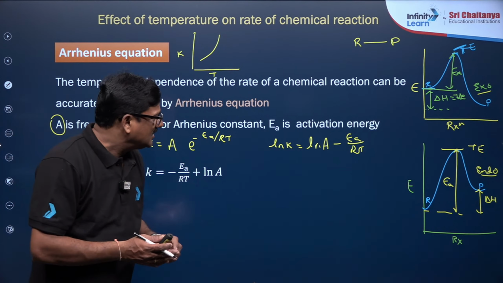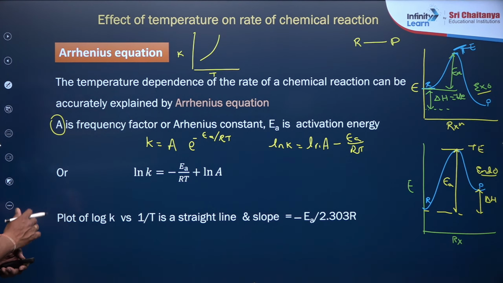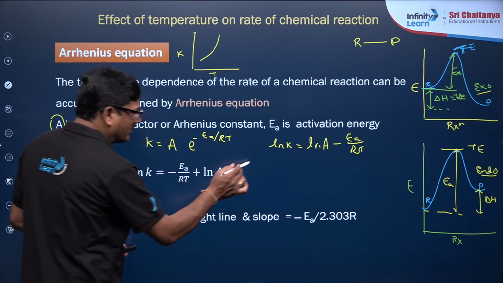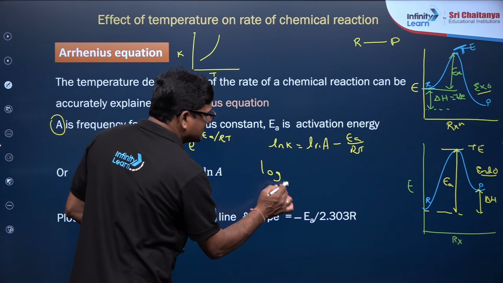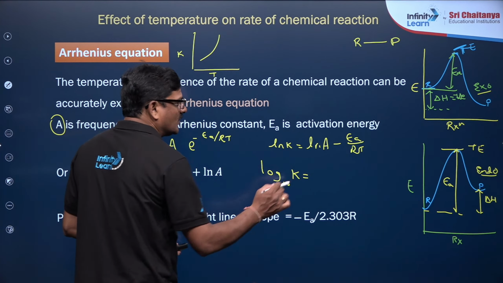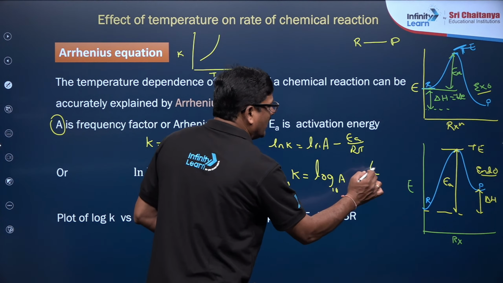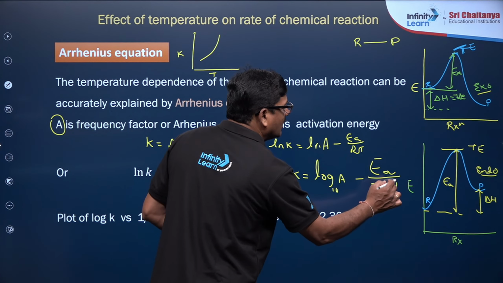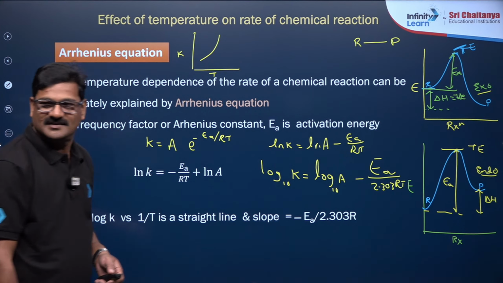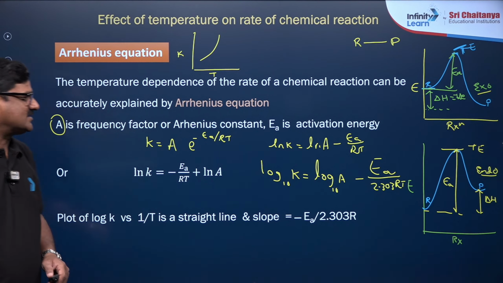Now you can also see it better by plotting log K versus 1 by T. So log K, the logarithm to the base 10 of K, is equal to log A minus EA by 2.303 RT, right? You understand this? So you are going to get a straight line.